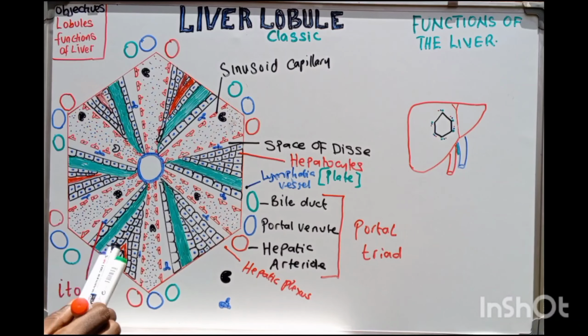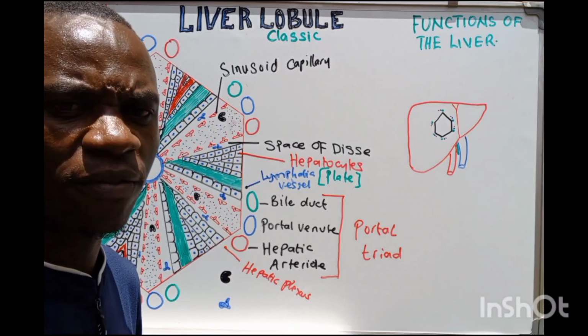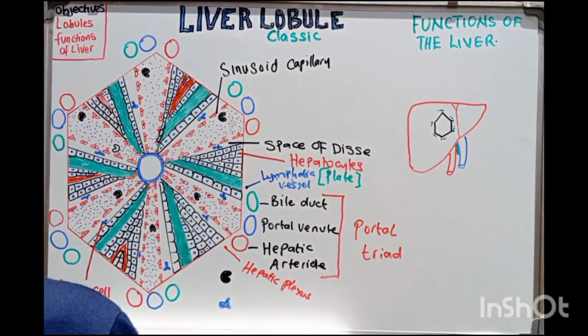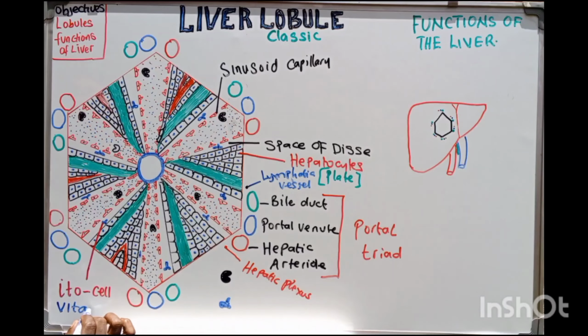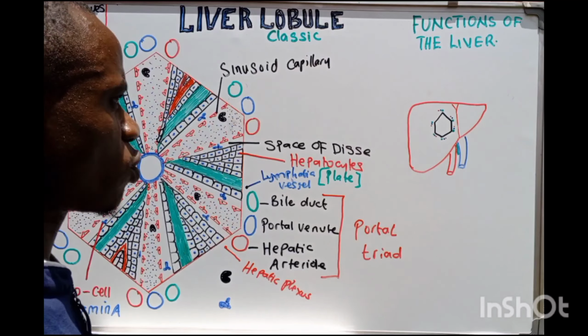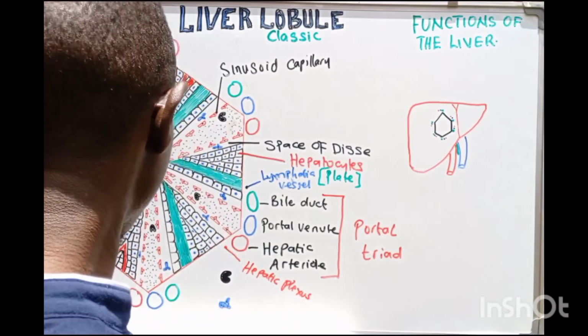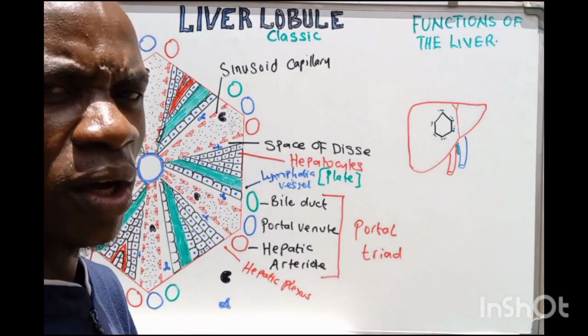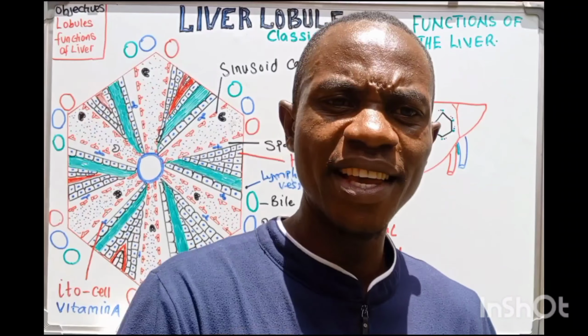Ito cell. These Ito cells are very important in what we call the storage of vitamin A. Okay, these Ito cells are very important in the storage of vitamin A, and also during any kind of liver injury.